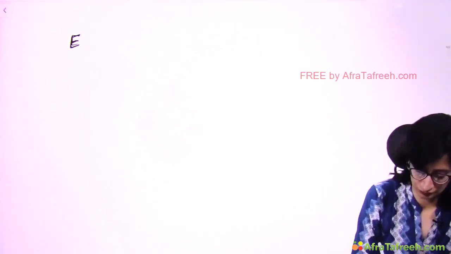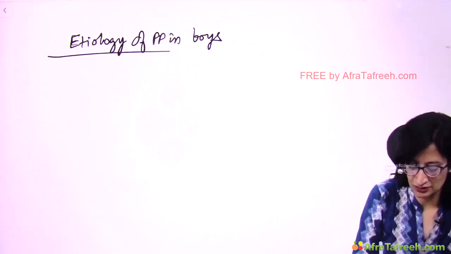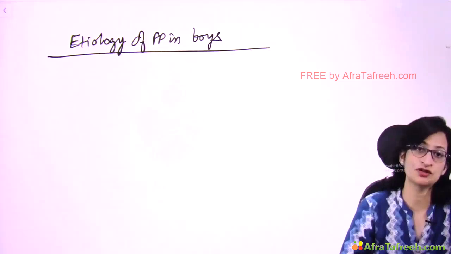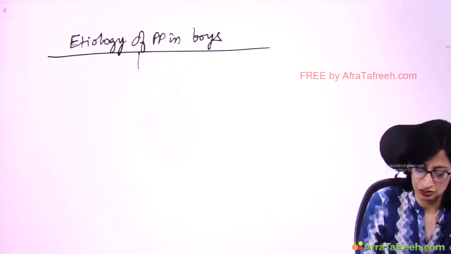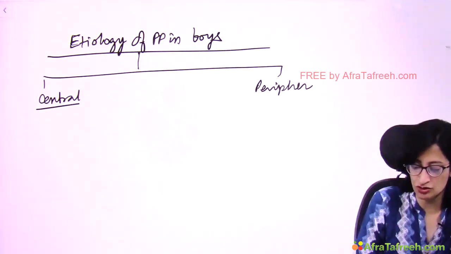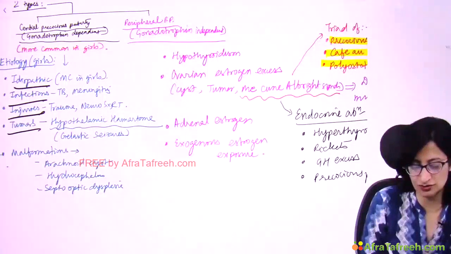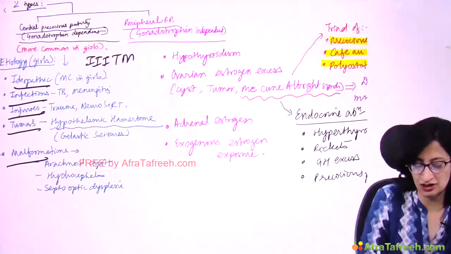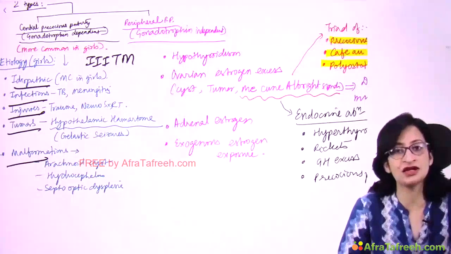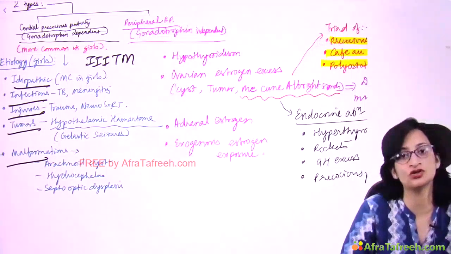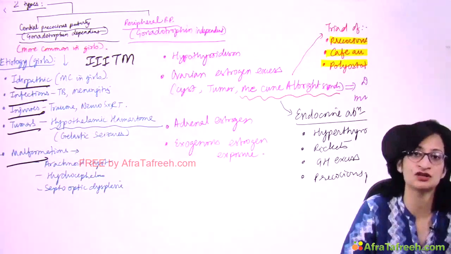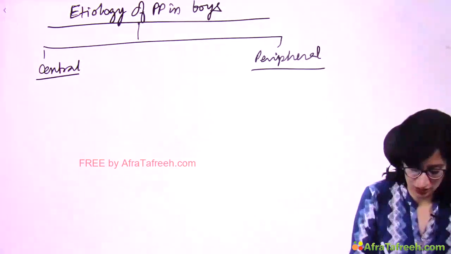Right. So coming to the etiology of precocious puberty in boys. Again, there can be central causes or peripheral causes, central or gonadotrophin dependent, peripheral or gonadotrophin independent. Among the central causes, the etiology is the same as in girls: idiopathic, infections, injuries, tumors, malformations. The only difference is that in girls idiopathic causes were more common, while in boys organic causes are more common.